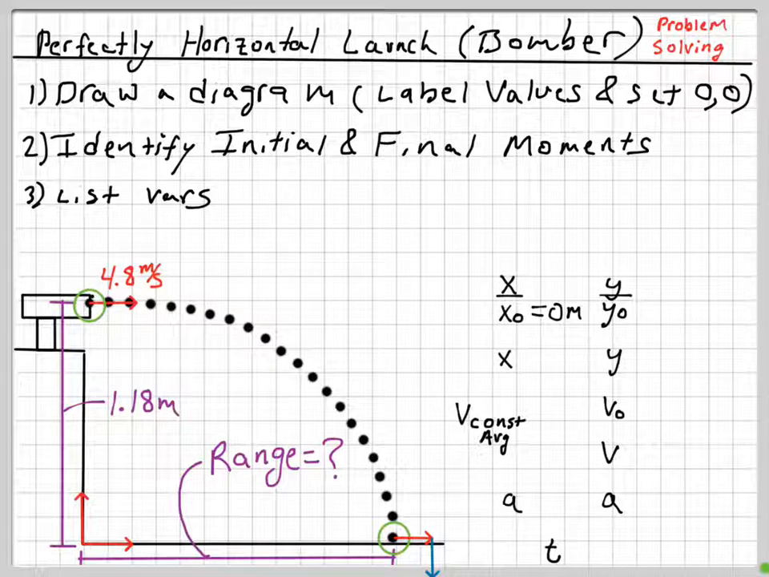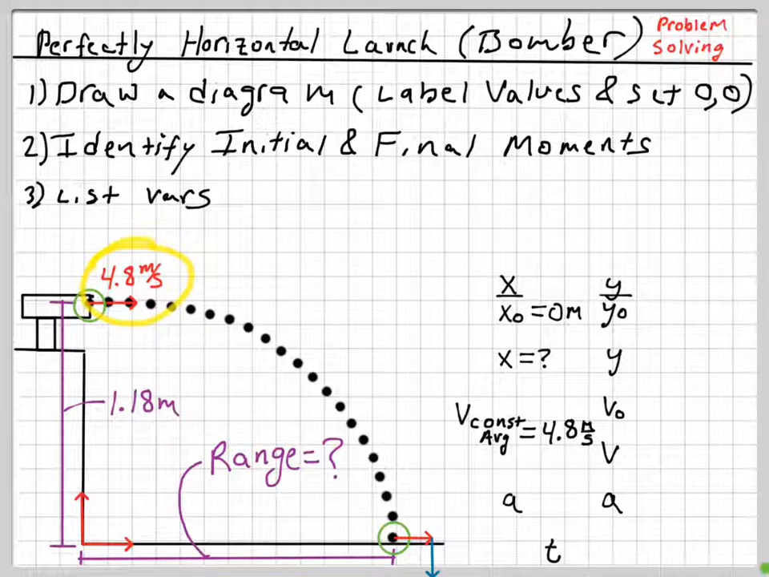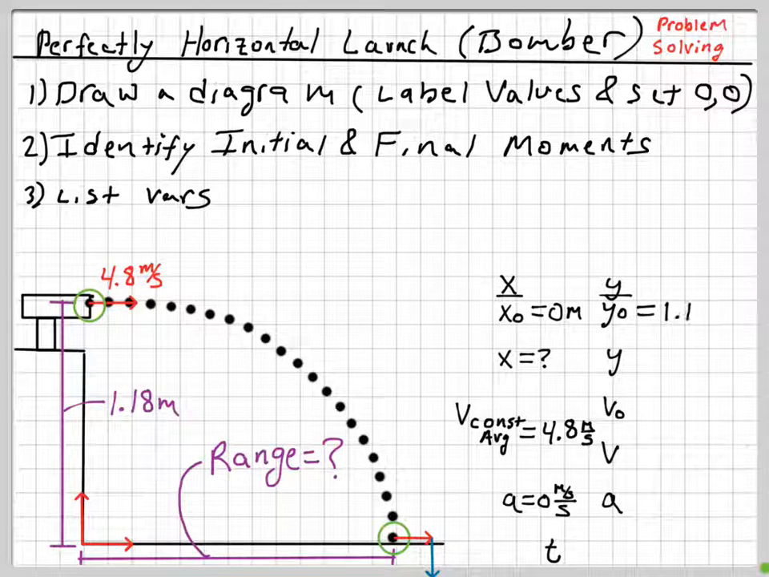We know that the initial x position right here is 0 in the x direction because it's not to the right or the left of the origin. We know that we're looking for the final x position because that's the end of the range. We know that the constant velocity it's going to travel in the x direction is 4.8 meters per second because that's what it's launched at, and it's launched entirely in the x direction, pointing entirely horizontal, and we know that it's not accelerating in the x direction.